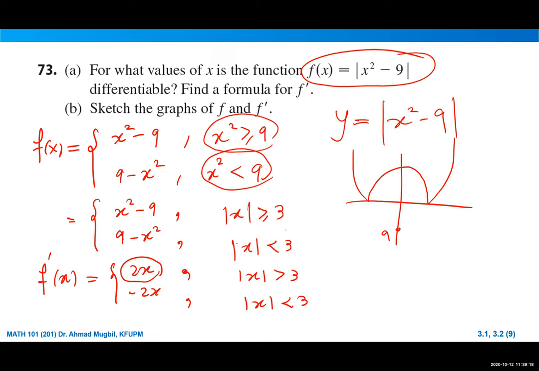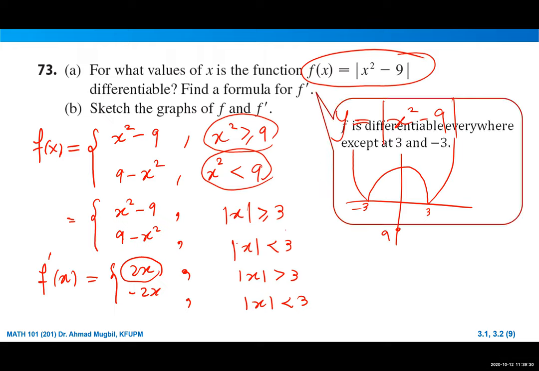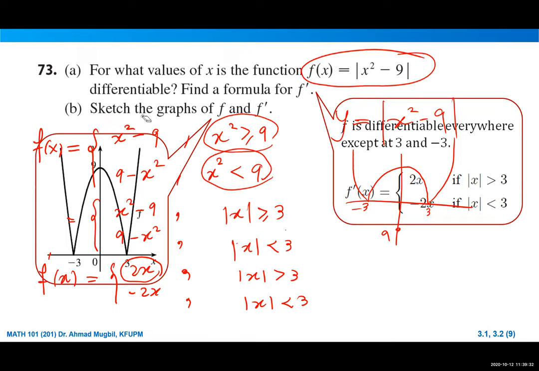And you can see clearly that there will be corners at 3 and negative 3. So this explains also why they are not differentiable. The function is not differentiable there. I have the graph here for the function. Here it is.